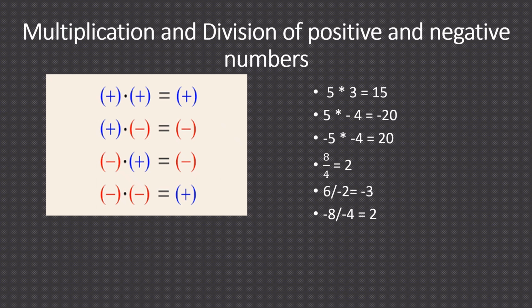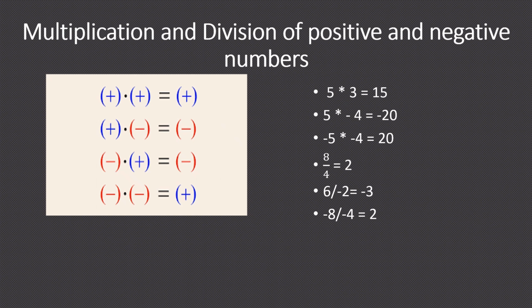In the first case, 5 times 3. 5 is positive, 3 is positive, so the answer will then equal positive 15. 5 times minus 4. 5 is positive, minus 4 is negative, so the answer will then equal minus 20. Minus 5 times minus 4, both negative, so the answer will then equal positive 20.